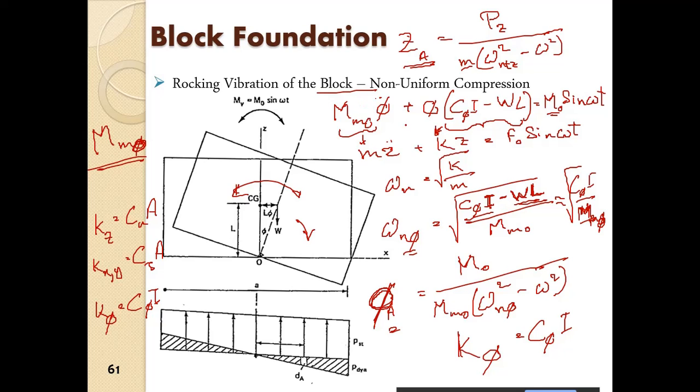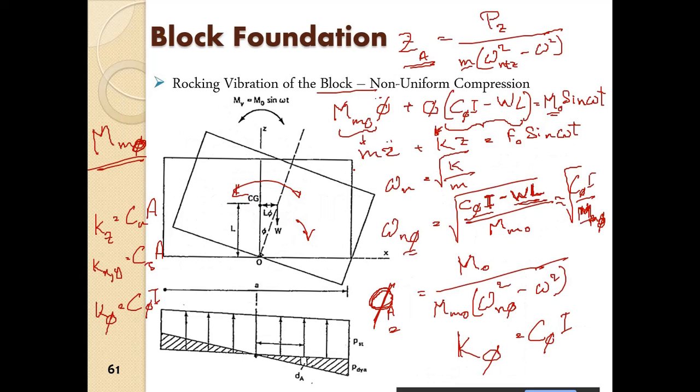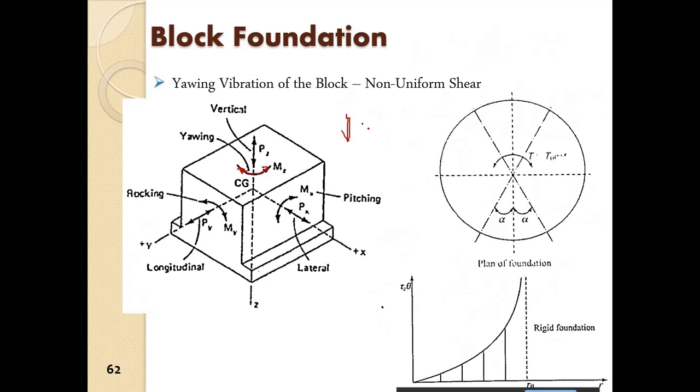So now we have the yawing motion. We have discussed three modes of vibration. One is vertical translation, one is horizontal translation, one is rotation about x or y axis, so pitching or rocking, and now it is yawing. So yawing we have to find out.